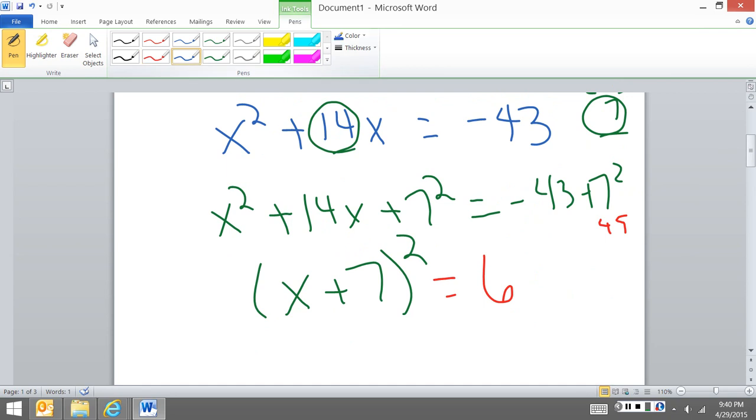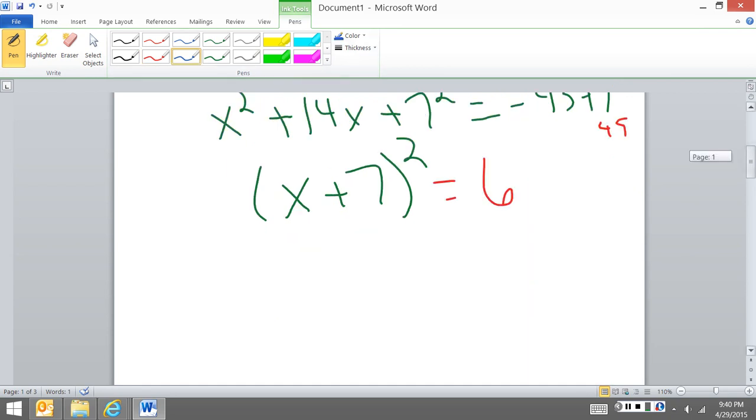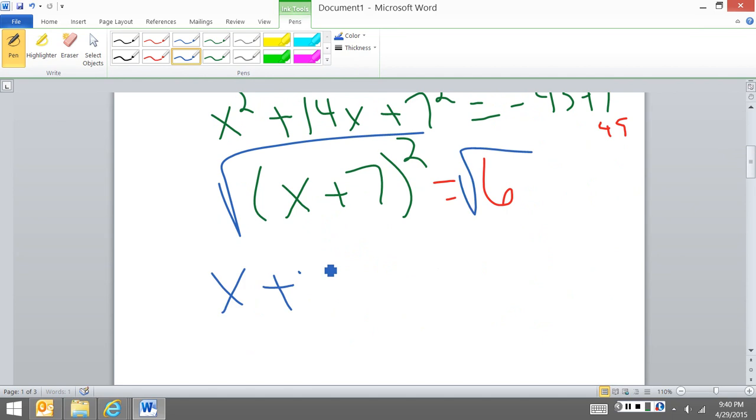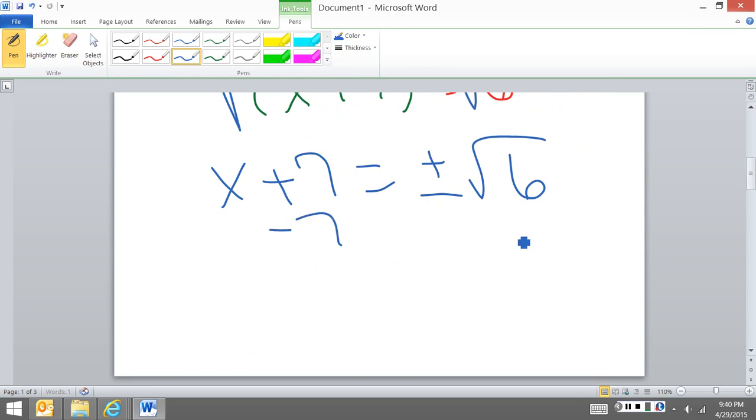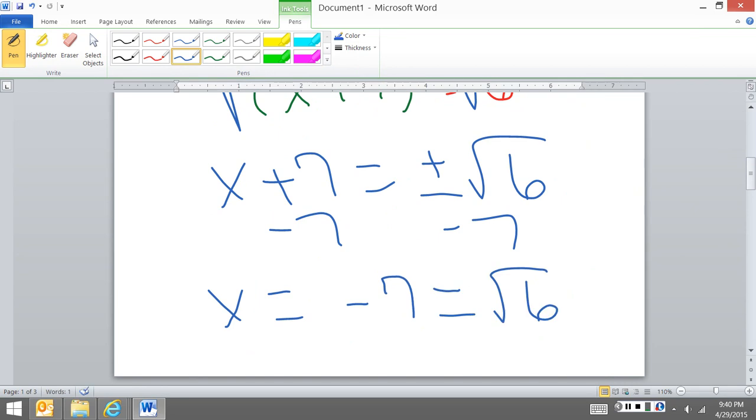Then to solve this, we take the square root, giving us x plus 7 equals the square root of 6. So then we solve for x by moving the 7 over, and our answer is negative 7 plus or minus the square root of 6. And this is our final answer. You could, of course, get a decimal approximation of this if you so chose.